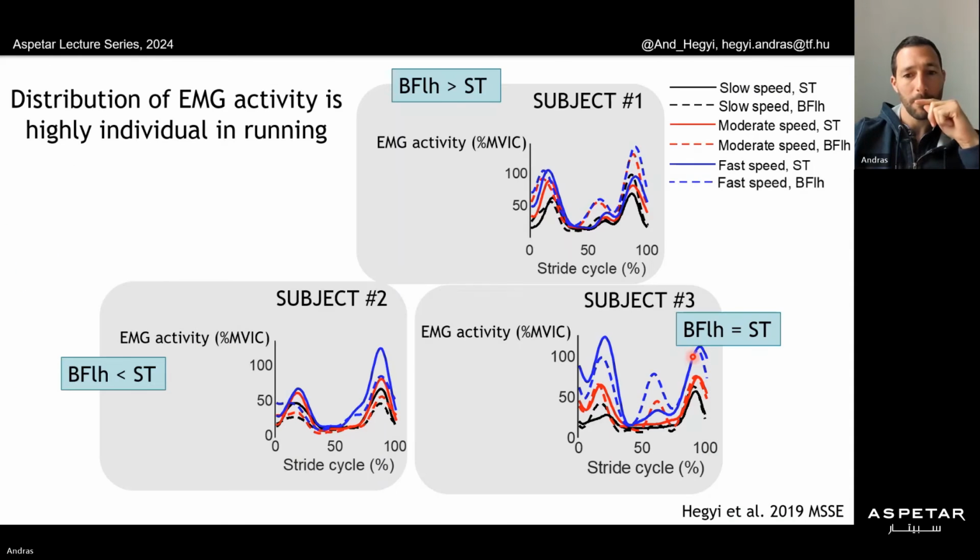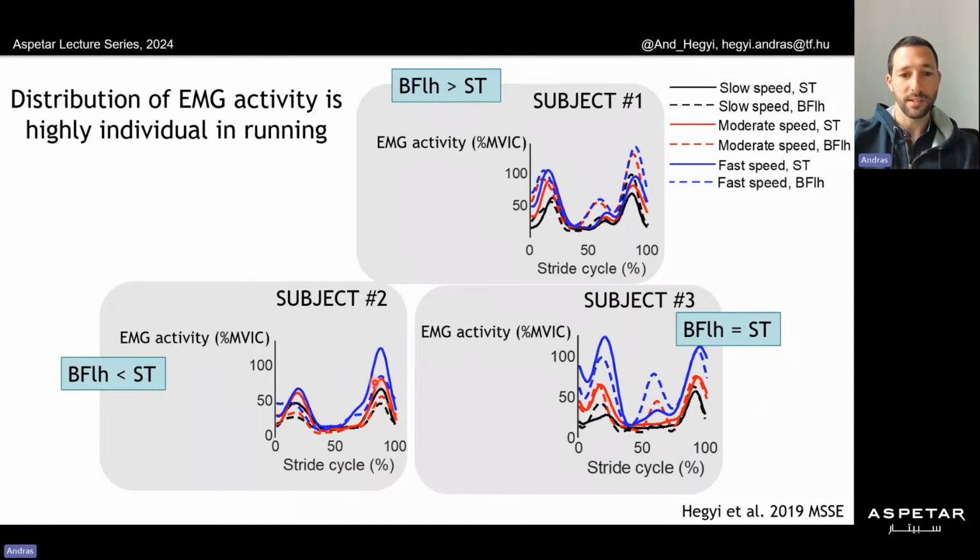So what we also observed in our study was that the distribution of EMG activity was highly individual in running. This was a different method, high density EMG, which I will introduce soon. But basically what we found is that some athletes activated their semitendinosus more.